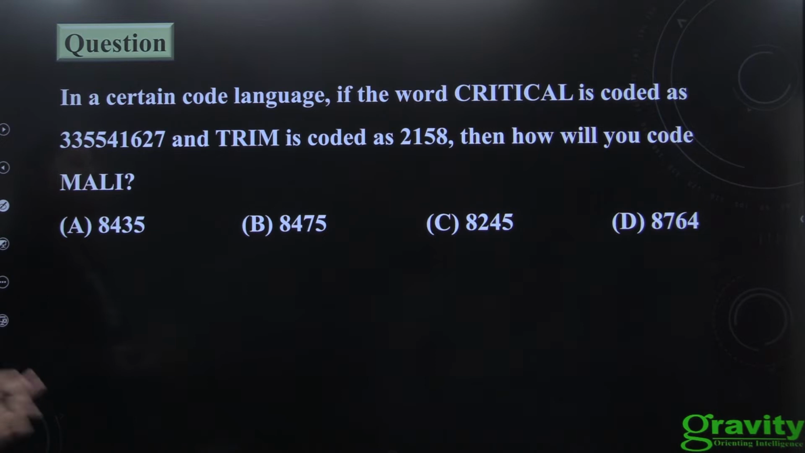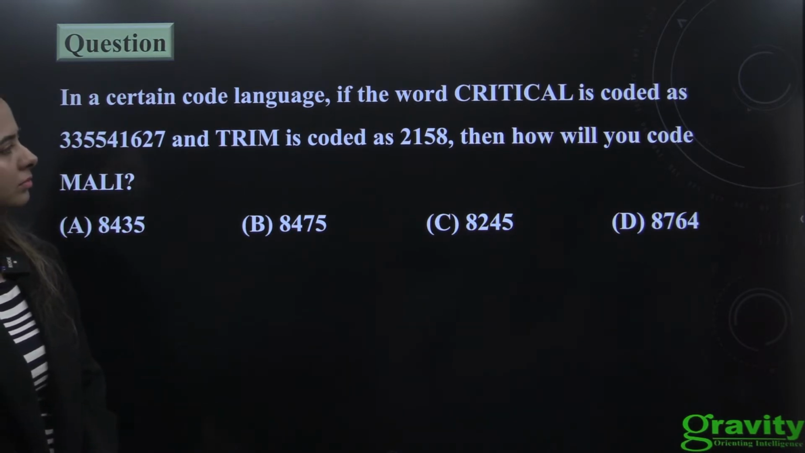Okay, try this one now. Look for the common letters.